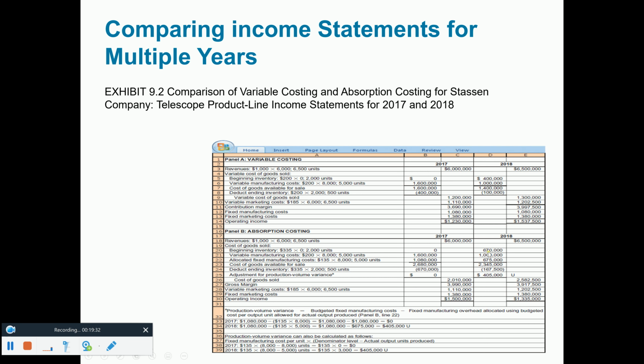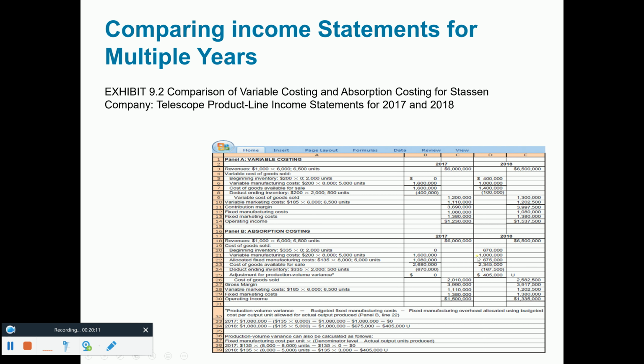So we're going to start with beginning inventory of $670,000. That's the ending inventory of 2017, by the way, $670,000. We will add in our variable manufacturing costs, which we stated earlier, $200 per unit times the number of units produced, which was 5,000 units, or $1 million. And we're going to allocate our fixed manufacturing costs. Remember, we're going to allocate using $135 per unit. That remains constant from the prior year, times the number of units produced, 5,000. That'll give you the $675,000.